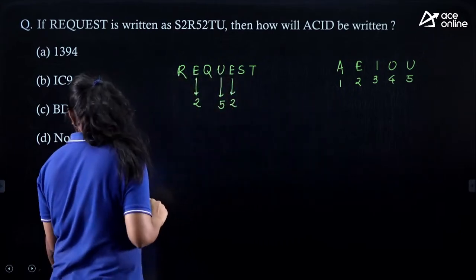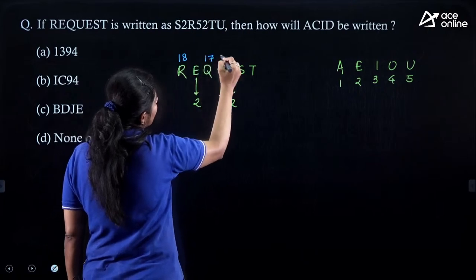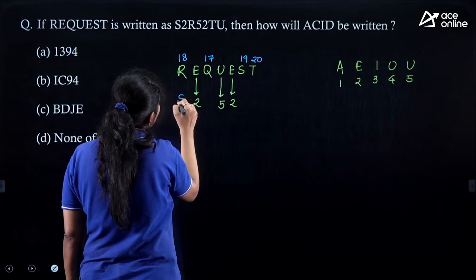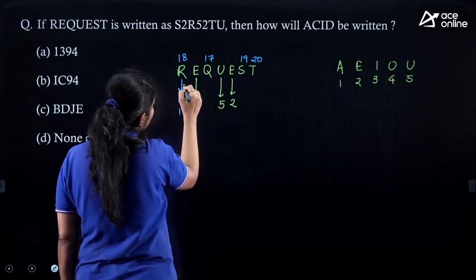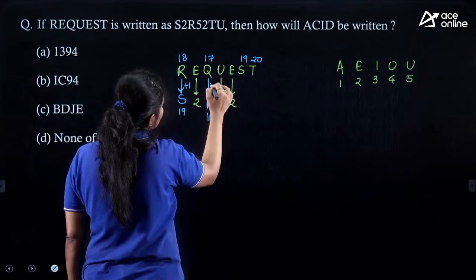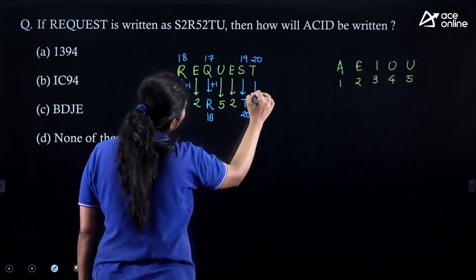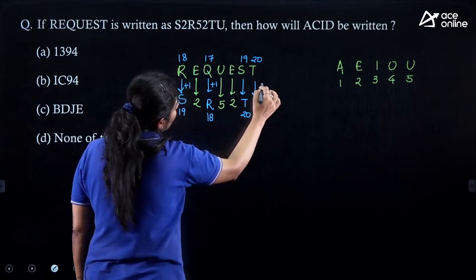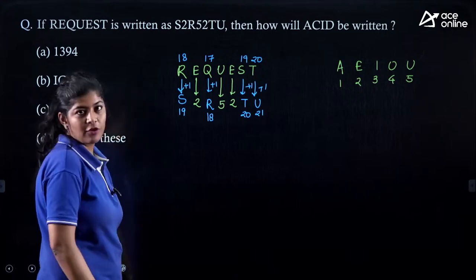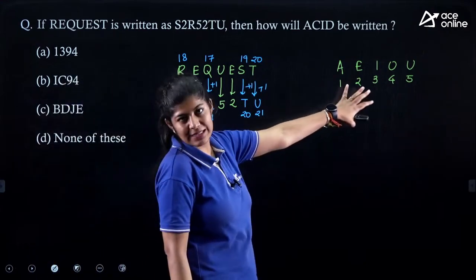But what is the logic with the alphabets? So here 18, 17, 19, 20. Here we have used S, which is nothing but 19, that means plus 1. Here R is 18 plus 1. Here T is 20 plus 1 and U is 21 plus 1. So the logic with the consonants is plus 1, and we just replace the vowels with the numbers like this.